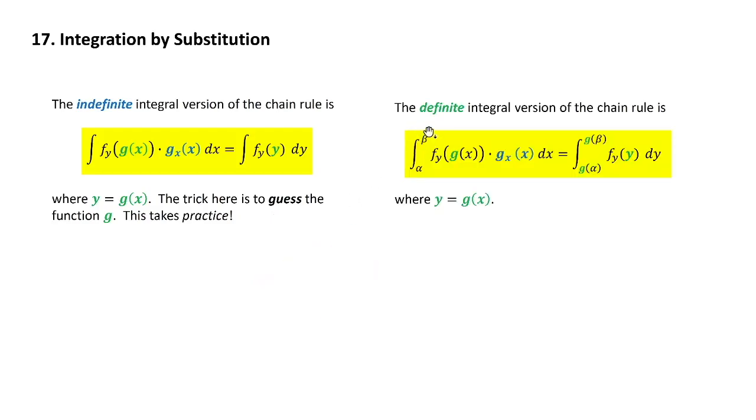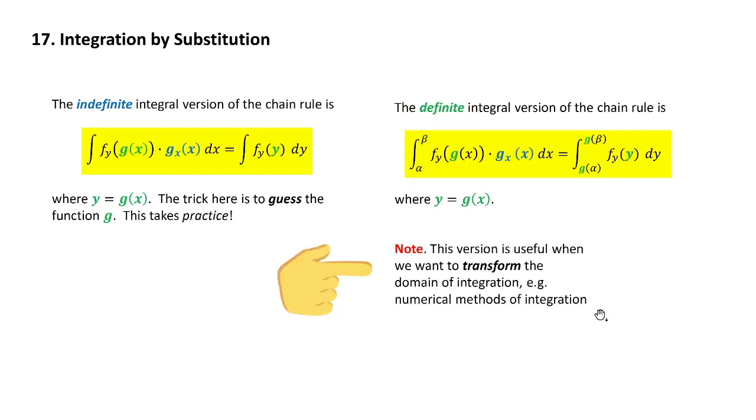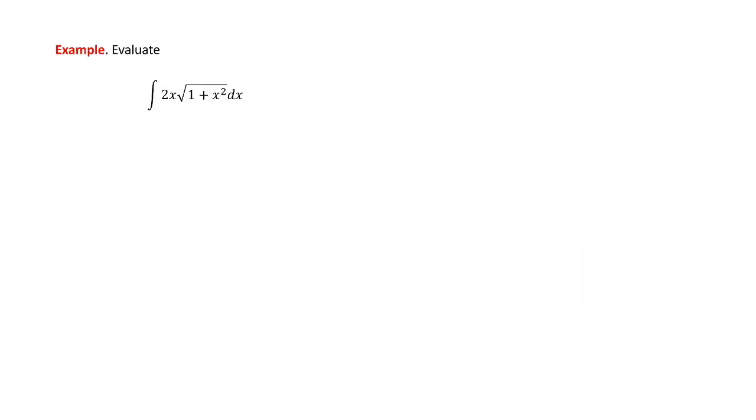The definite integral version of the chain rule is here. This is important when you want to change the limits of integration. I'm going to do an example of that later. This is particularly important for doing numerical methods. So again, I have two examples. One will just do the indefinite integral version of the chain rule substitution, and then we'll do one where I show you how we change the limits of integration.